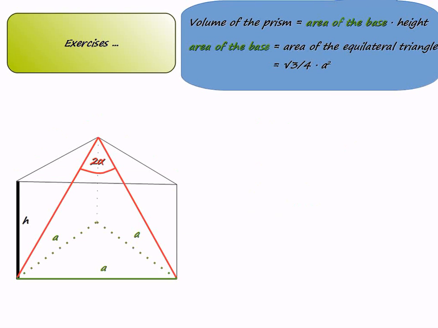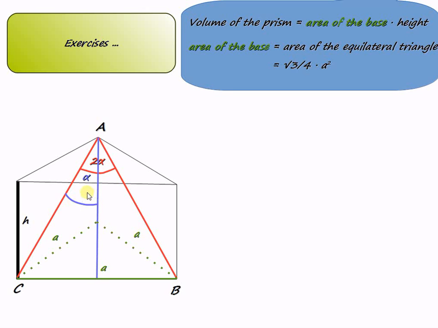Now that we worked out the area of the base and expressed it in terms of a, which was given, we can focus on the unknown height of the prism. We can calculate it in a few uncomplicated steps. Let's first note that there is an isosceles triangle whose arms are red and whose base is green. Let's denote its vertices as A, B and C. Now we bisect its 2 alpha angle.